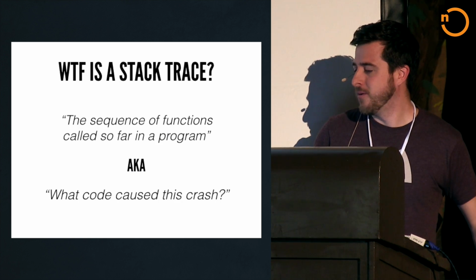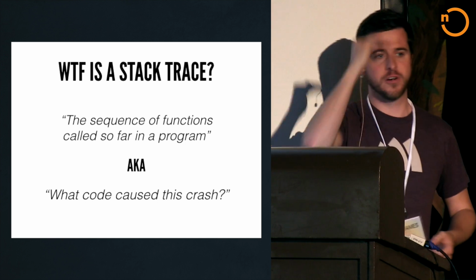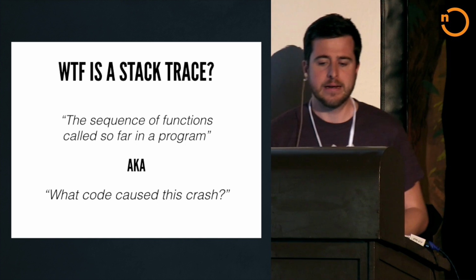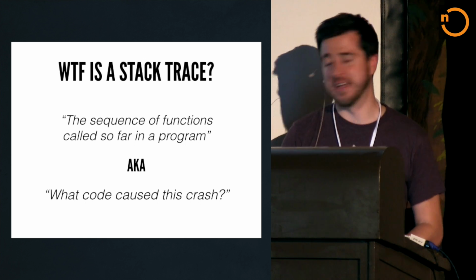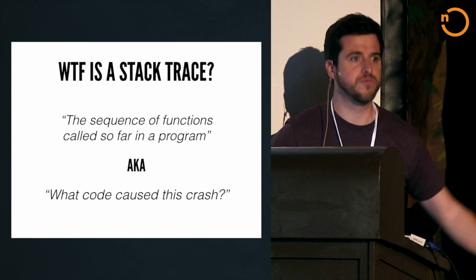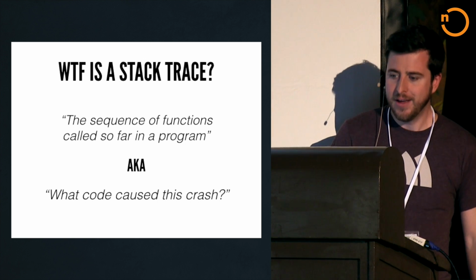So when you run code, you run a series of functions. Function A equals function B equals function C. That sequence of functions is known as a stack trace. And the easier way to say that is, what the hell was running? What code was running when a crash happened?